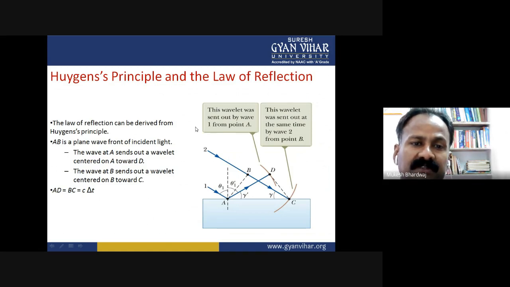The law of reflection can be derived from the Huygens principle. AB is the plane wavefront of the incident light. The wave at A sends out a wavelet centered on A toward D. The wave at B sends out a wavelet centered on B towards C. This wavelet was sent out by wave 1 from point A. This wavelet was sent out at the same time by wave 2 from point B.